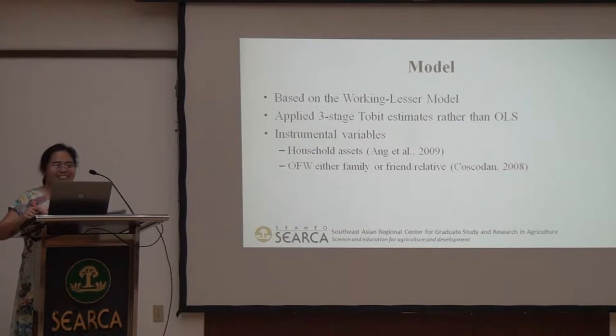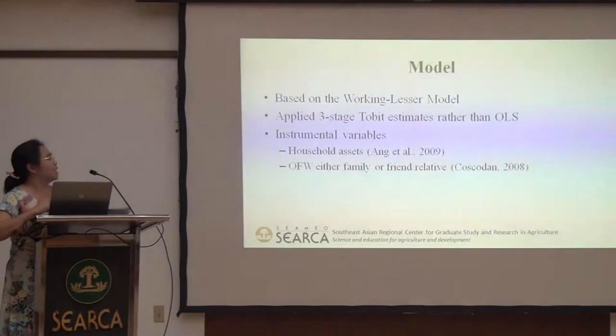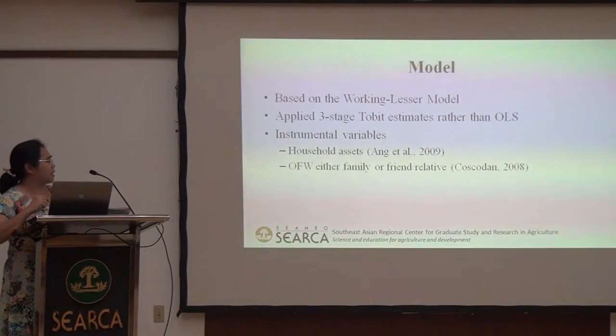sample selection bias. Other than that, there is also a potential problem, and that is the endogeneity embedded in the remittance variable. So, we have to correct that by using instrumental variables. And other than that, we have also used some methods like Heckman, but we are going to deal with that. So for the instrumental variables, I used a study of Ham in 2009, household assets.